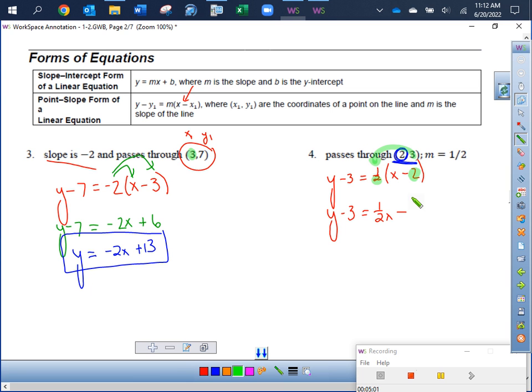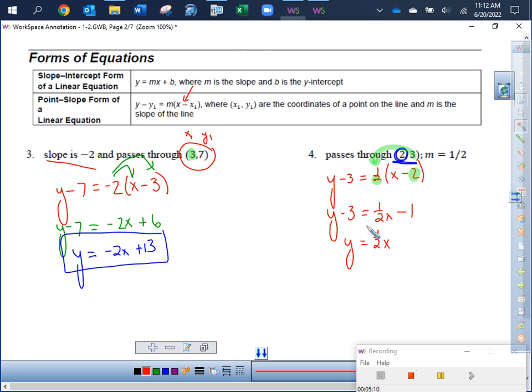Then take that result times your numerator, and you get yourself a nice little 1 right there. And then we could add 3 over to get y all by itself. So we have to get y all by itself. -1 plus 3 is 2.